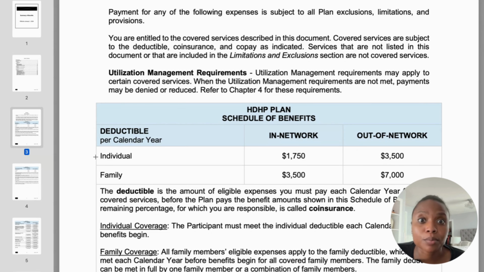So for an individual plan, your deductible for in-network services would be $1,750, or for out-of-network services, it would be $3,500. But for a family plan, that deductible for in-network services is $3,500 and $7,000 for out-of-network services. So what this means, for example, is if you have an individual plan and you see your doctors in network, then you're responsible for paying the first $1,750 of your care in medical bills before your plan will start to pay for some of it.